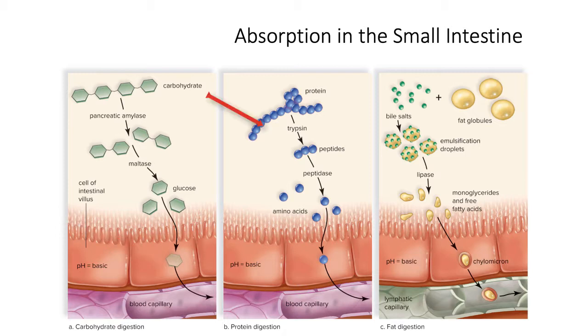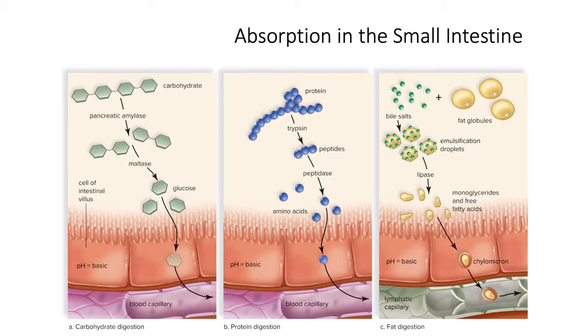In the second panel, proteins are chemically digested down into amino acids by proteases and then are also absorbed through the mucosa cells into the blood capillaries. However, in the third panel, fats are digested by lipase enzymes. In order to do this, fats require bile.